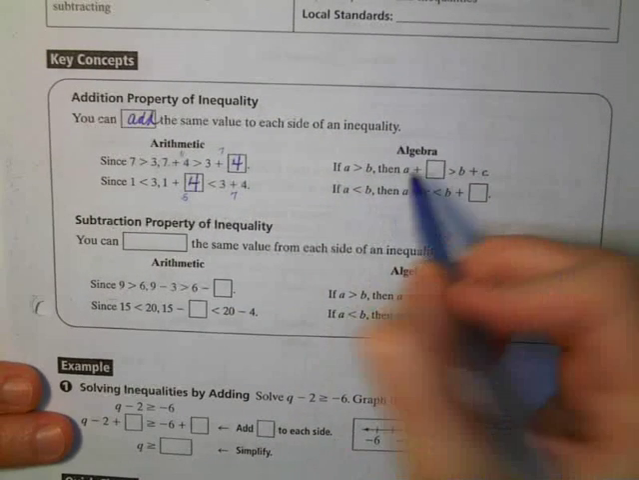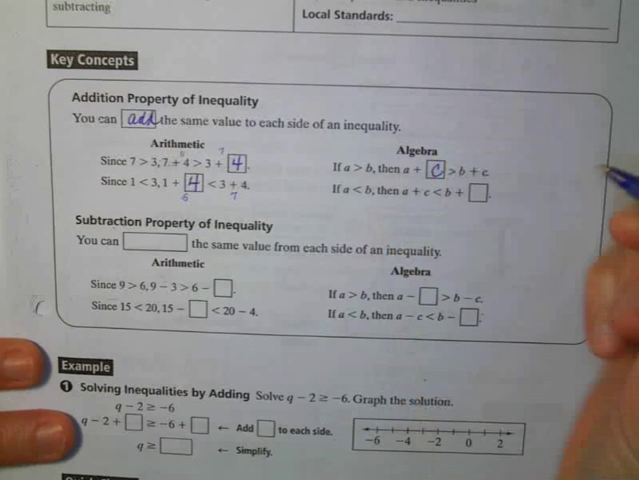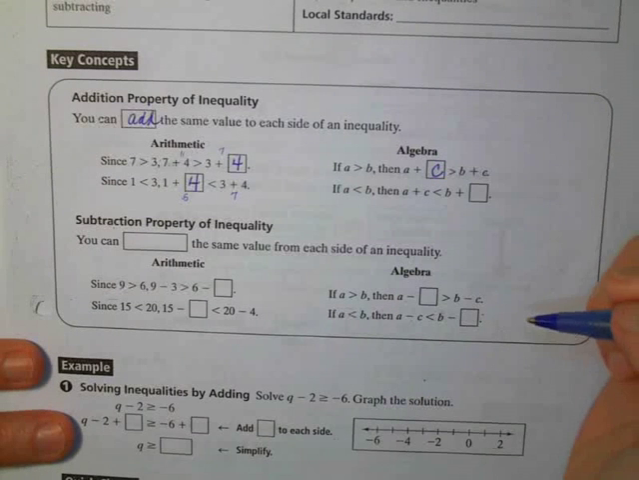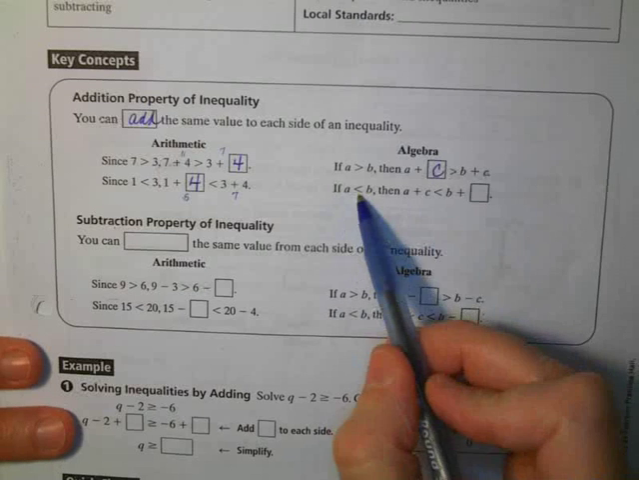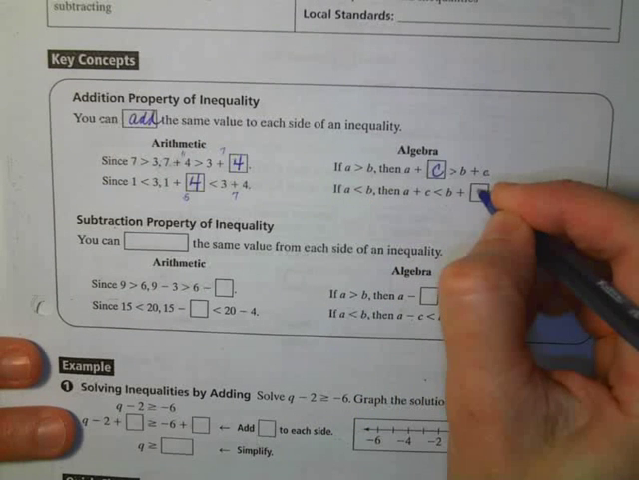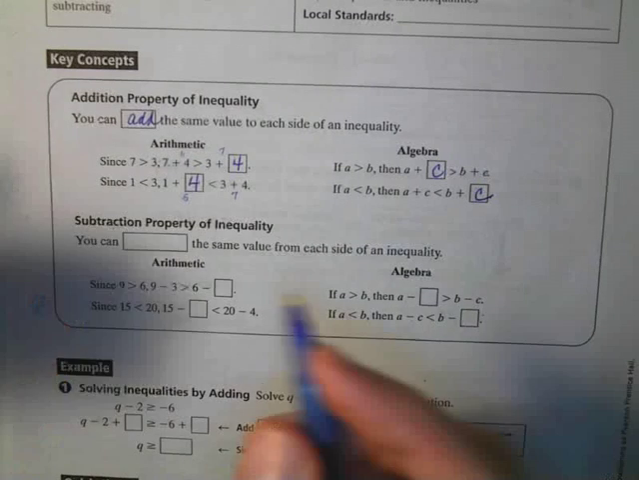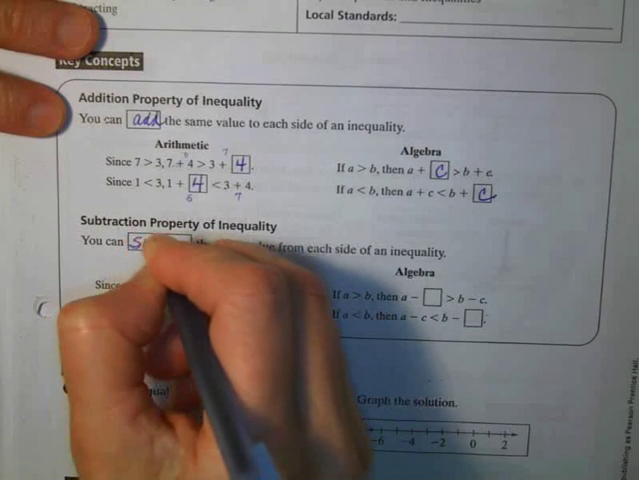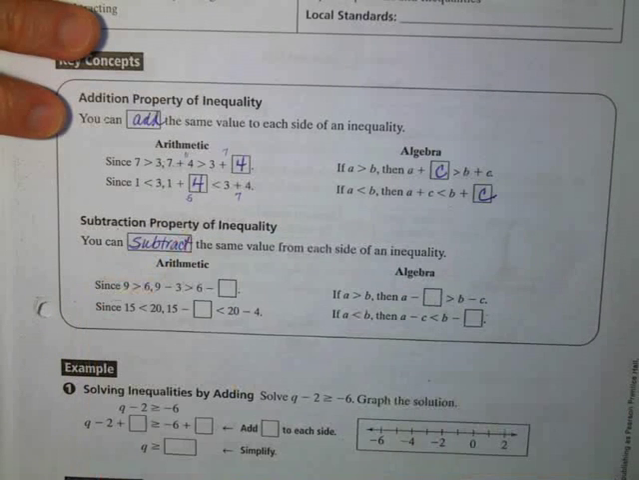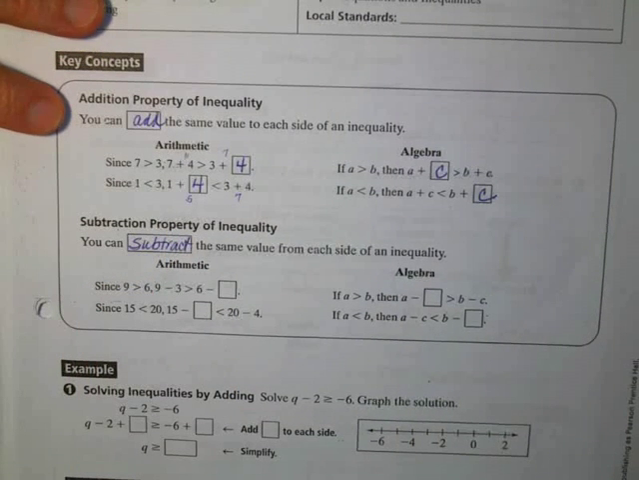Algebraically, if A is greater than B, then A plus C is greater than B plus C. Or if A is less than B, then A plus C is less than B plus C. So adding the same value to each side of an inequality maintains the truth of the inequality. Similarly, the subtraction property of inequality tells us that we can subtract the same value from each side of an inequality.